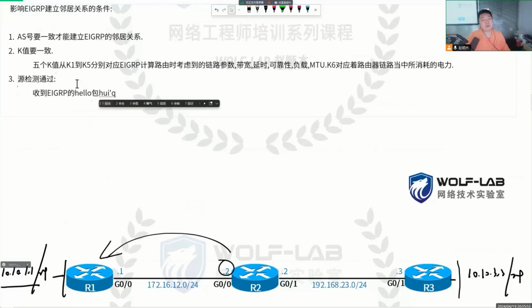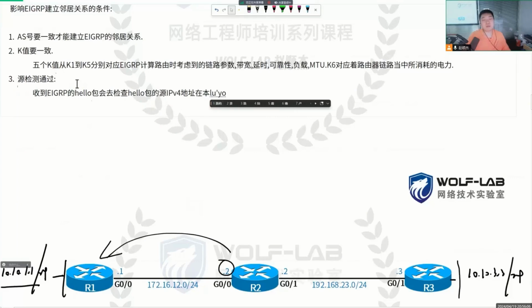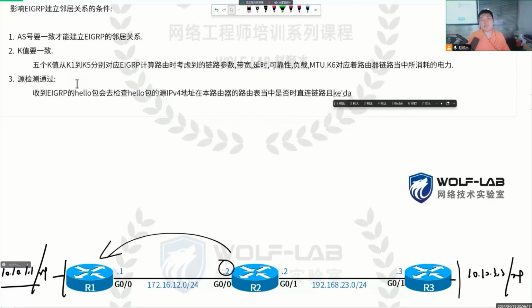There is a very important point, source detection. For the hello packet sent by the other party, I will look at the source IP address of your hello packet. So this source IP address on my router, is it reachable? Students must pay attention. Received the EIGRP hello packet. We'll check the source IPv4 address of the hello packet. In the routing table of this router, is it a direct link and reachable? If it is not reachable, we will find it's not my directly connected router. It's not my direct link router. It's not my what? In a building only separated by a room, such a neighbor.